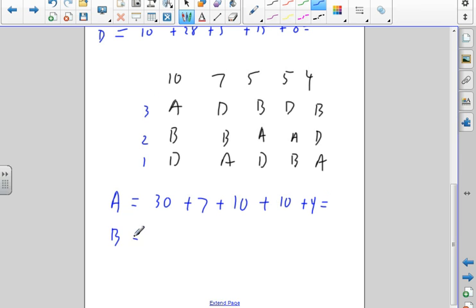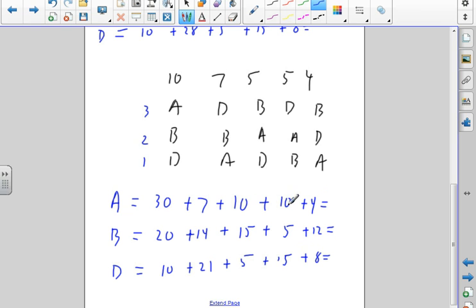The B guy, 20, 14, 15, 5, 12. The D guy, 10, 21, 5, 15, 8.